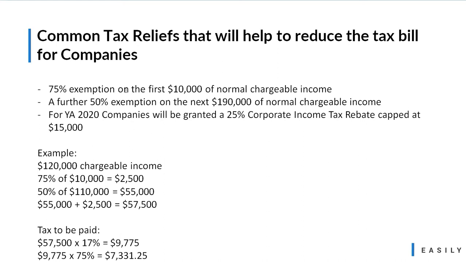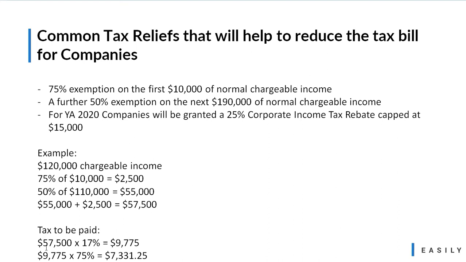What I mean by exemption on the first 10,000 of normal chargeable income is that if you earn 10,000, IRAS will disregard 75% of that. They will only take into account 25%, which is 2,500. Then they'll tax you as though you earned 2,500 only. So if let's say you have 120,000 chargeable income, 75% off $10,000 is 2,500. Then the remaining 110,000 gets a 50% discount, so you'll be taxed based on the company earning 55,000. So if you take 2,500 plus 55,000, that is 57,500.